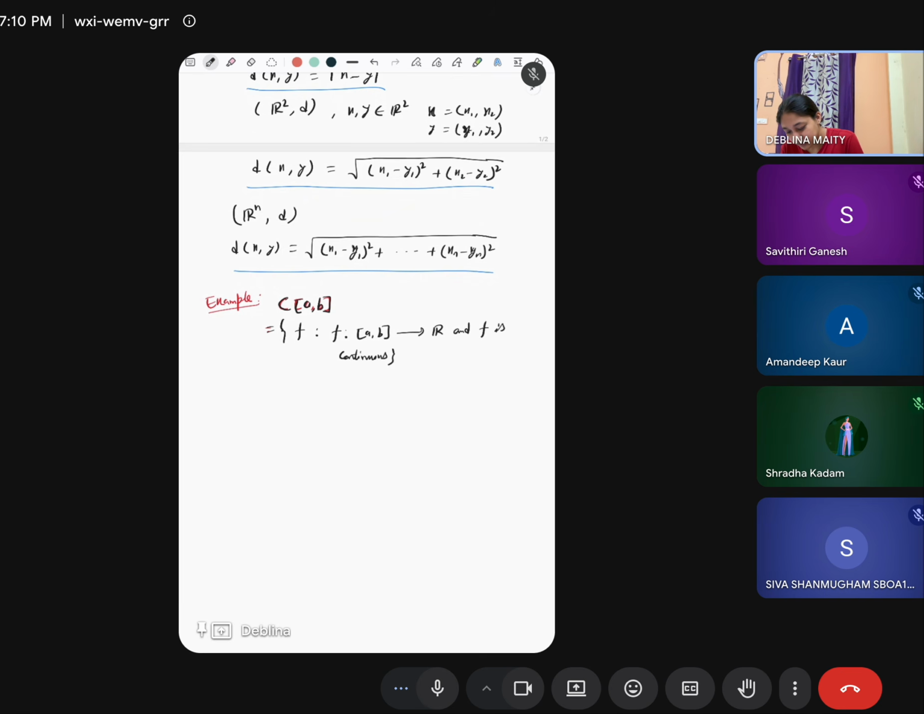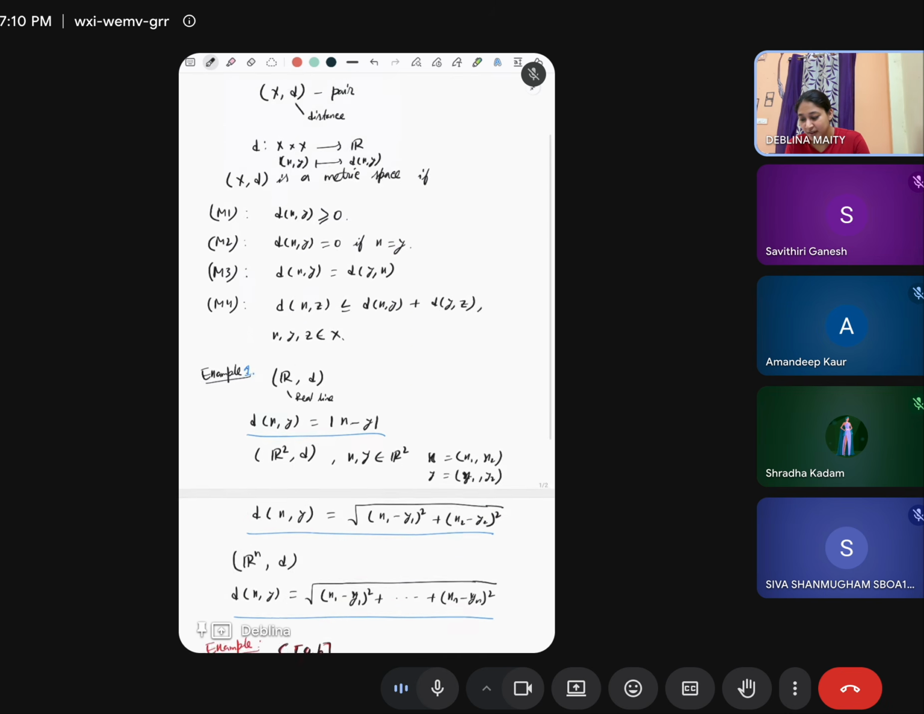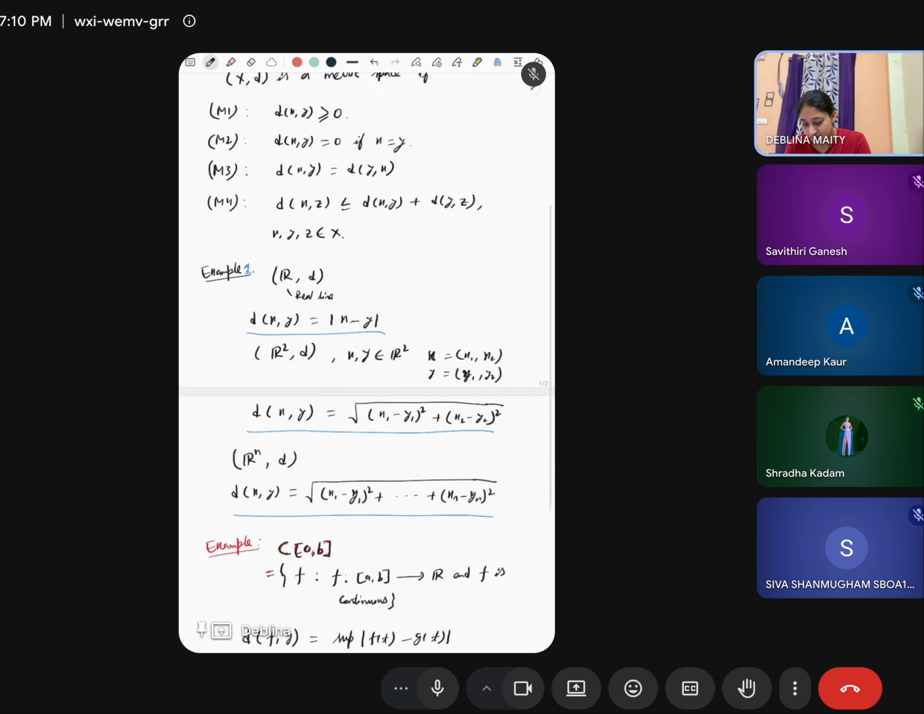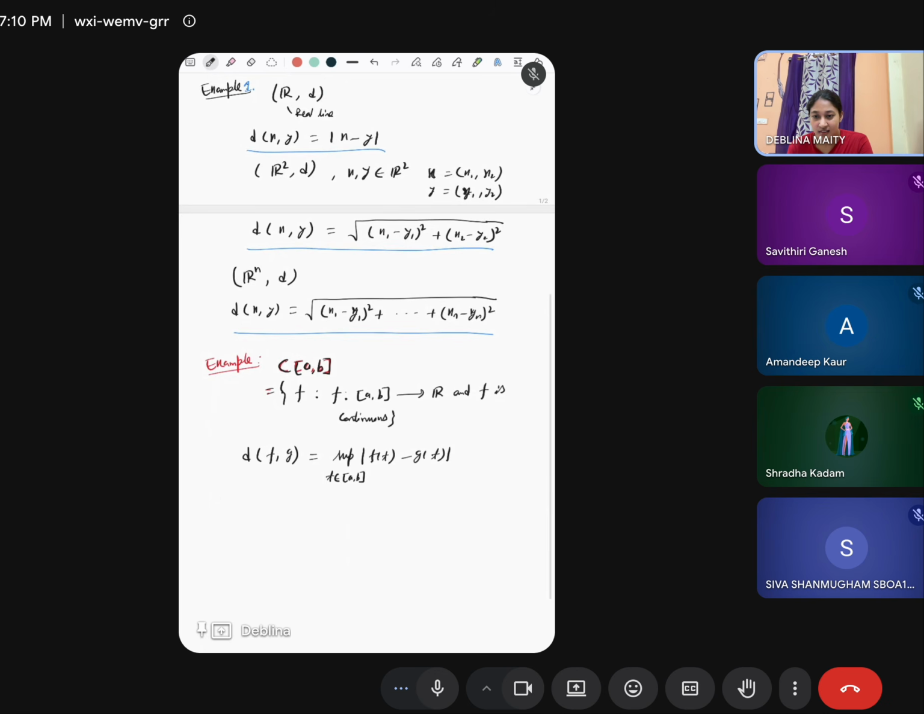So if we define this metric between 2 points, meaning 2 functions, d(f, g) is defined by the supremum of |f(t) minus g(t)|, where t belongs to the closed interval [a, b]. This defines a metric on C[a, b]. This means d satisfies all these properties. The first one, M1, is trivially satisfied. This is greater than or equal to 0 because there is a modulus.